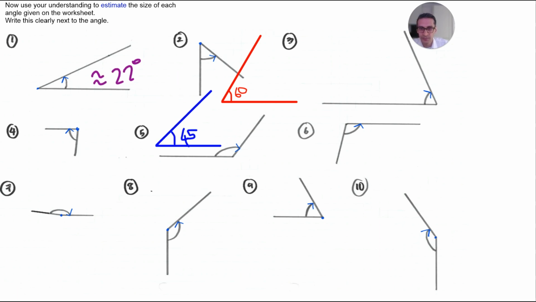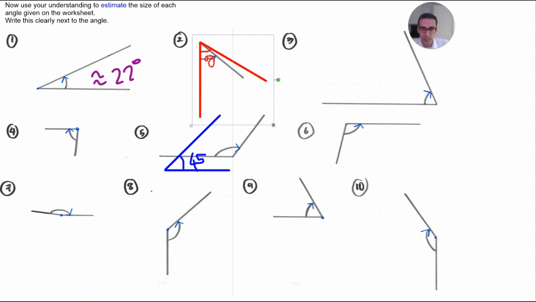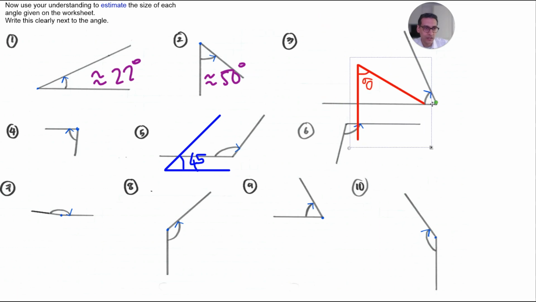Now the next one, I'm going to have to rotate this and see how does it compare. Well, it's almost 60, but not quite. So I think a sensible estimate here would be 50 degrees. The next one, question 3, let's just turn this around and see how similar it is to 60 degrees. Is it the same as 60? Well, it's very slightly more, but not by much. So I would guess that this is about 65 degrees.